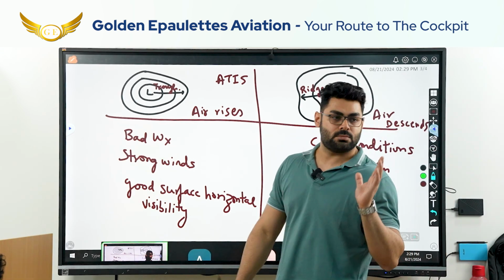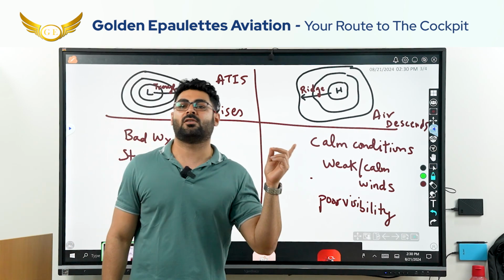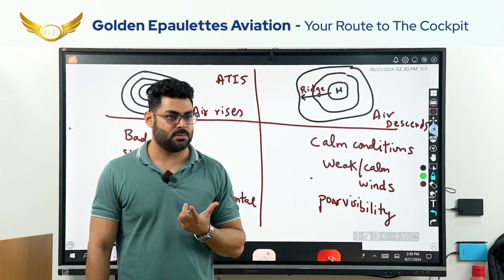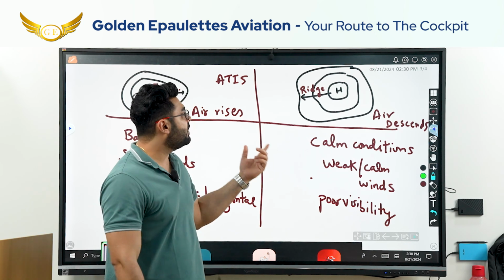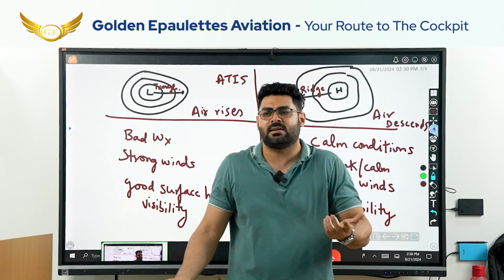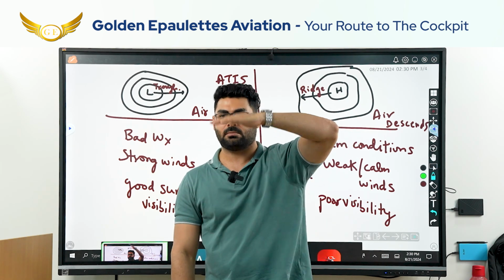This pilot knew that if I'm flying in an area of low pressure, air is going to be rising. I might encounter some turbulence, bad weather. And if I'm flying in a high pressure area, air is descending. So it's nothing to do with us. If I'm flying like this and air is pushing me upwards, I'm getting turbulent, right?